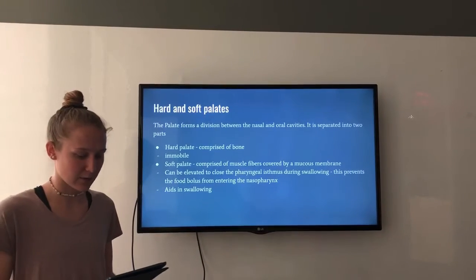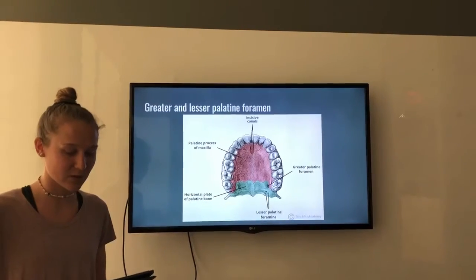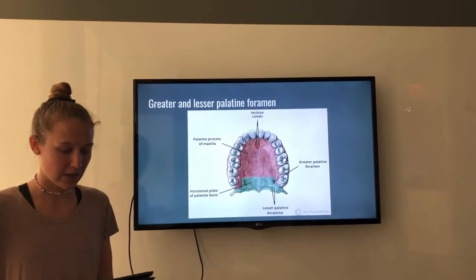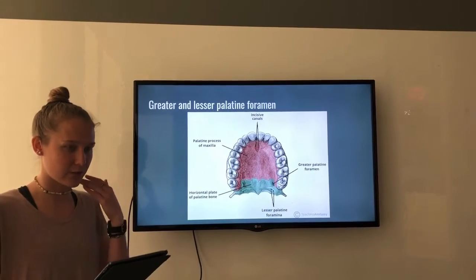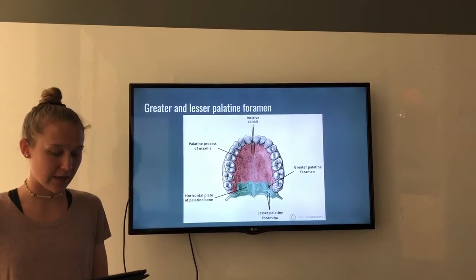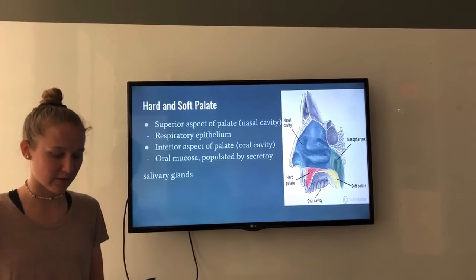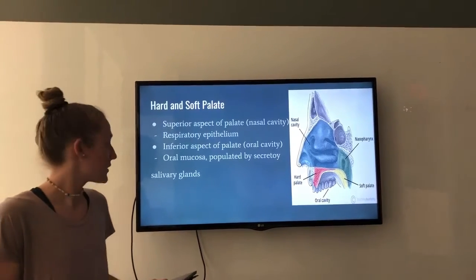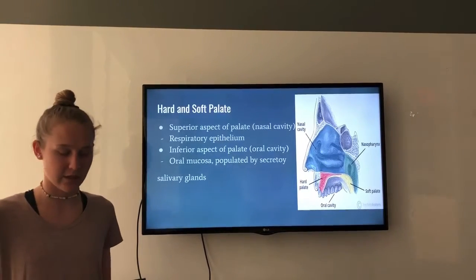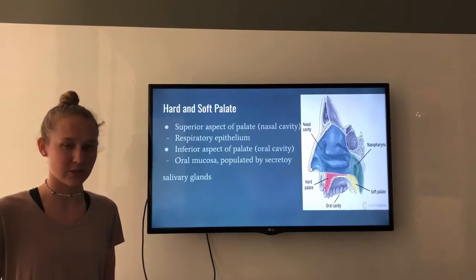The soft palate can be elevated to close the pharyngeal isthmus during swallowing, which prevents the food bolus from entering into your nasopharynx. It is located posterior to the hard palate, and anteriorly it is continuous with the hard palate and with a palatine aponeurosis. The posterior border of the soft palate is free, not connected with anything, and it has a central process that hangs from the midline, which is the uvula.